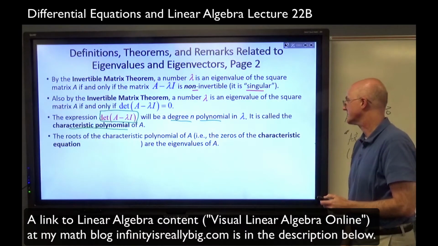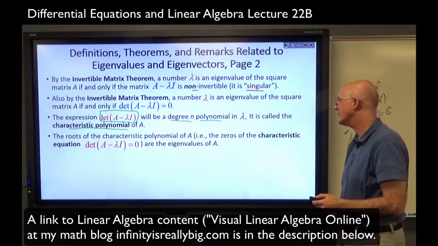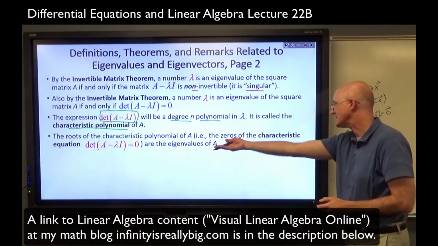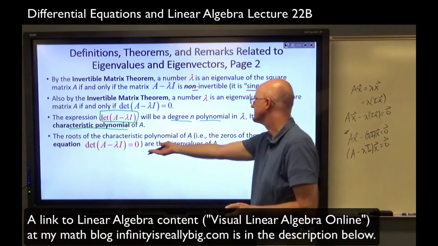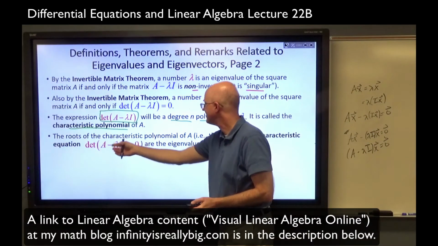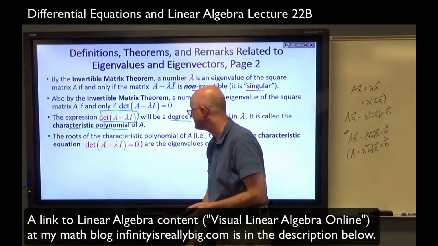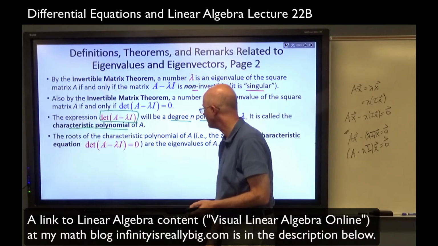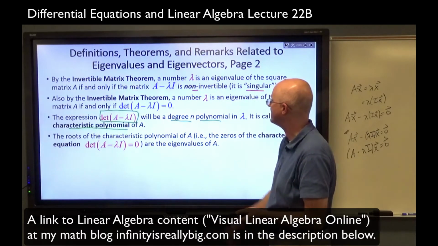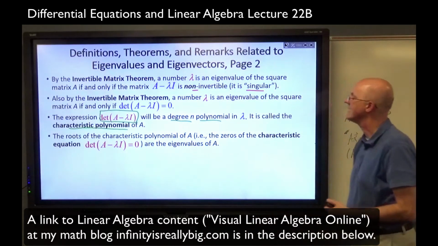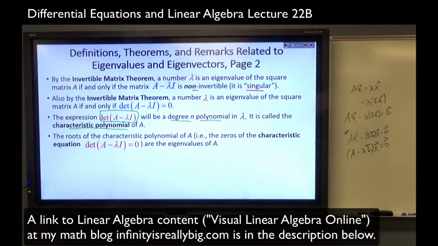The roots of the characteristic polynomial of A, in other words, the zeros of the characteristic equation, or I could call them roots as well. I call this thing a characteristic polynomial, but if I add equals 0, then it becomes a characteristic equation in lambda that you want to solve for lambda. The roots of that, the zeros of that, are the eigenvalues of A.